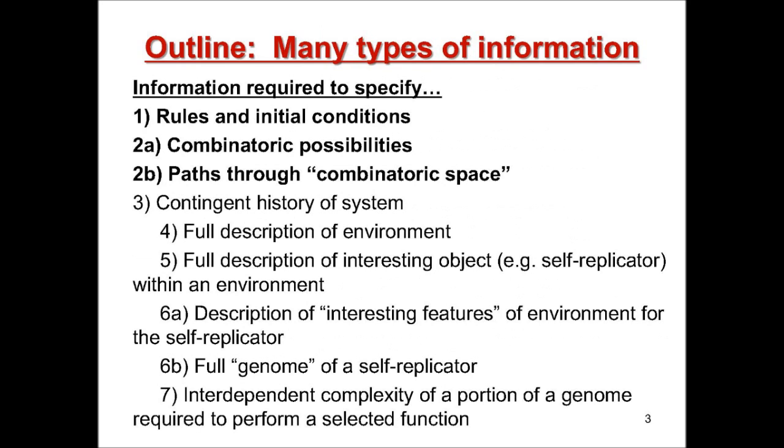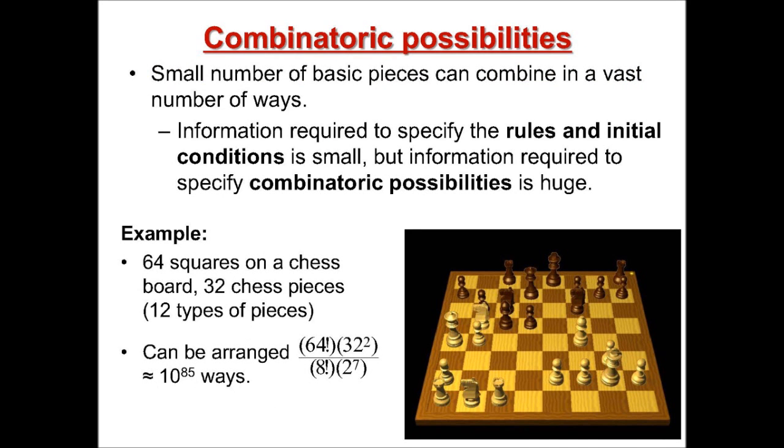So this is both a list of 9 different kinds of information and an outline of the talk. I'm going to start with information required to specify rules and initial conditions, and then something called combinatoric information. So here's what I mean by combinatoric possibilities. You can have a small number of basic pieces which combine in a vast number of possible ways. So the information required to specify the rules and initial conditions of the system is small, but the information required to specify all possible combinations is vast.